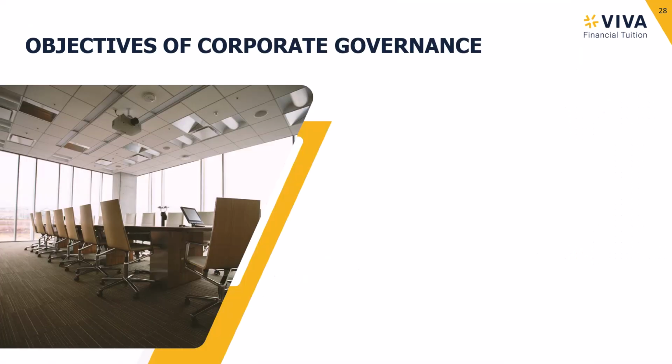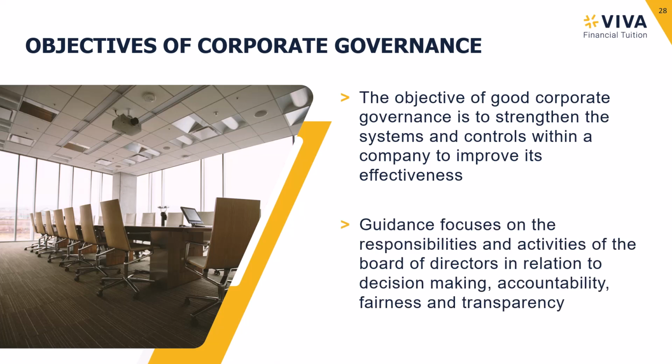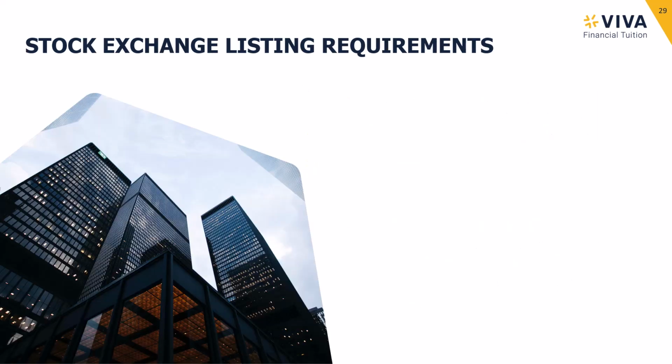Now, objectives then of corporate governance. What's the whole idea behind it? What we're trying to achieve? Well, the objectives of good corporate governance is to strengthen the systems and the controls within a company. Now, this in effect will therefore improve the effectiveness of this organisation. Guidance focuses on responsibilities and activities of the board of directors, in relation to decision making, accountability, fairness and transparency.